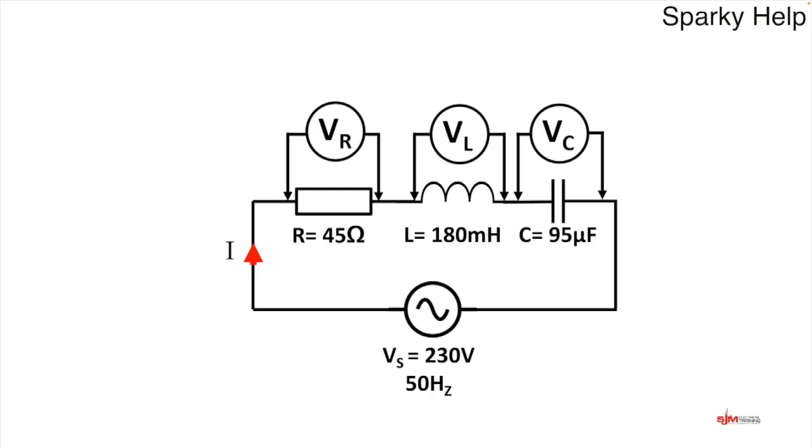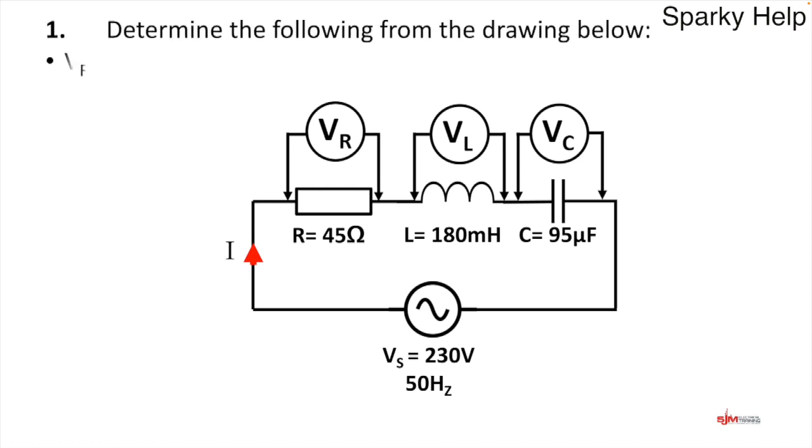So as always, let's take a look at a question. Here we have a series circuit with a resistor, an inductor and a capacitor of the given values. We're going to answer this simple question. Determine the following from the drawing below. We're going to work out what VR is, what VL is, and VC when connected to a 230 volt 50 Hz AC supply.